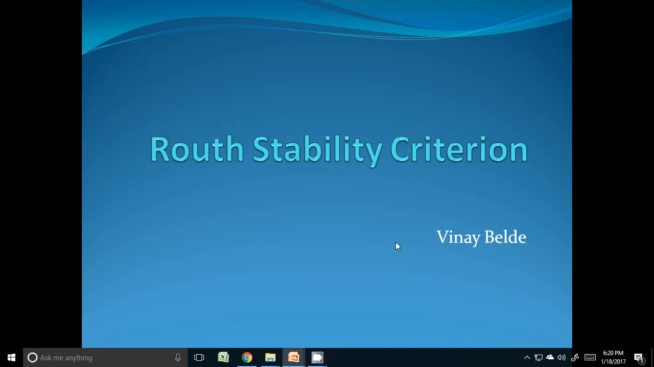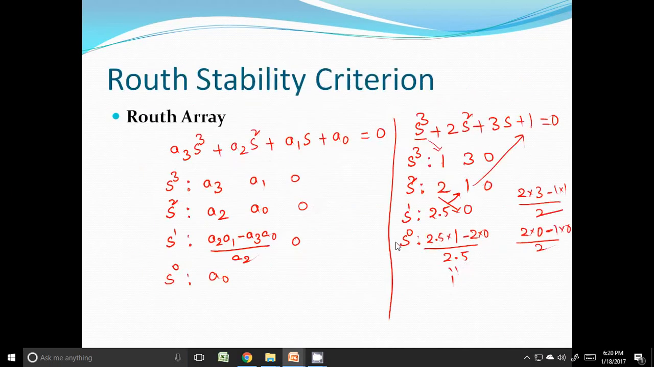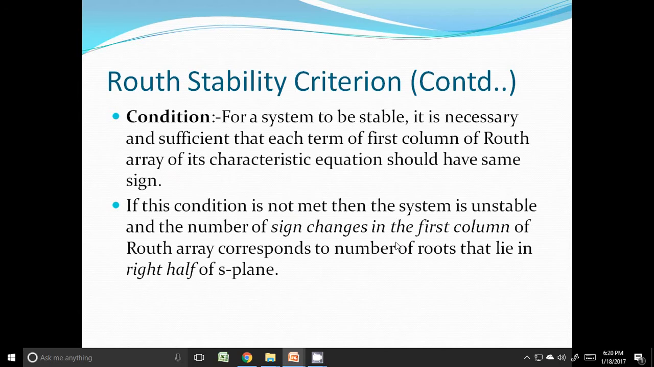Hi, in the last lecture we have studied how to form a Routh array. Now we will see the Routh stability condition.